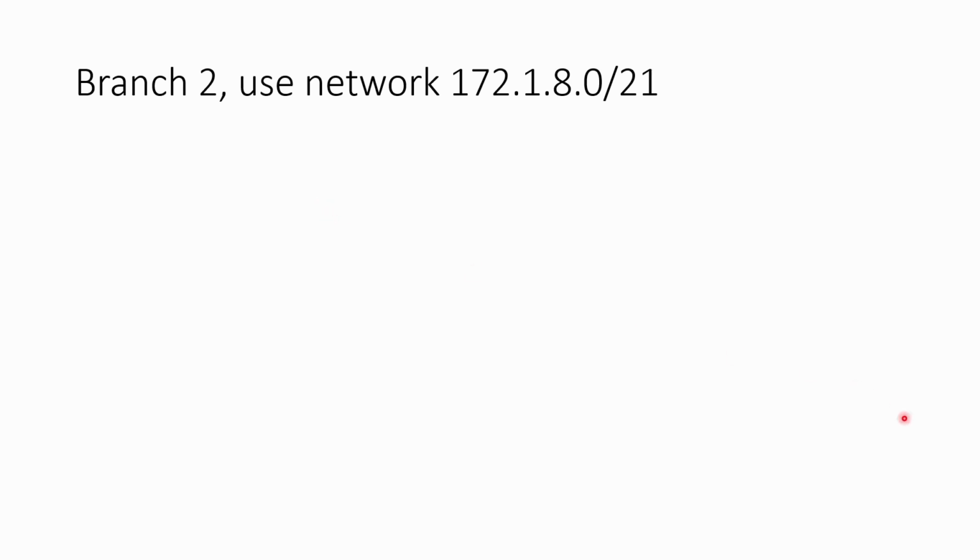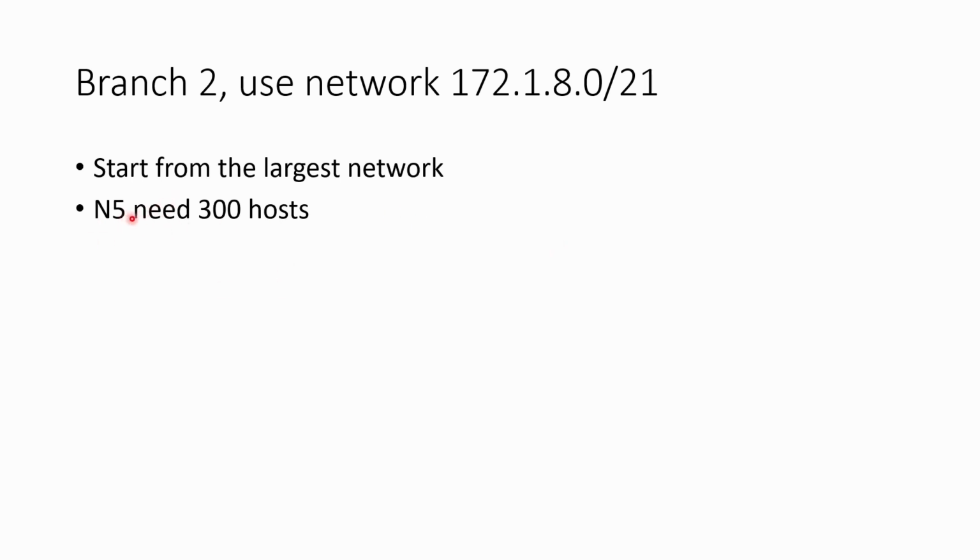We start from the largest network in branch 2, which is M5. That needs 300 hosts. Okay, in order to accommodate 300 hosts, we need 9 host bits, because the formula 2 to the power of 9 gives us 512 IPs. That is the subnet just big enough to accommodate 300. If it's 8 bits, that's going to be smaller, not enough, only 256 IPs, right?